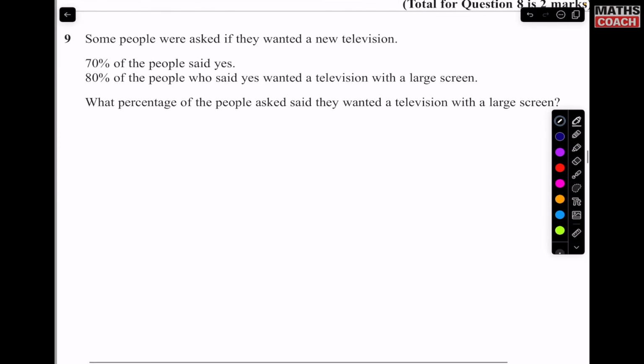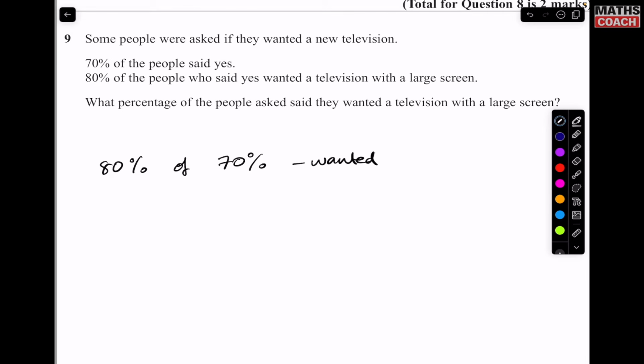Question 9. Some people were asked if they wanted a new TV. 70% of the people said yes. 80% of the people who said yes wanted a TV with a large screen. What percentage of the people asked said they wanted a television with a large screen? All right. So we know that 80% of the people that said yes, and how many people said yes? 70%. So 80% of the 70%, all right, wanted a large screen. Let's write it like that. Wanted a large screen.